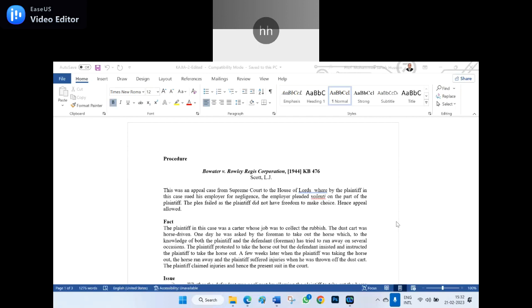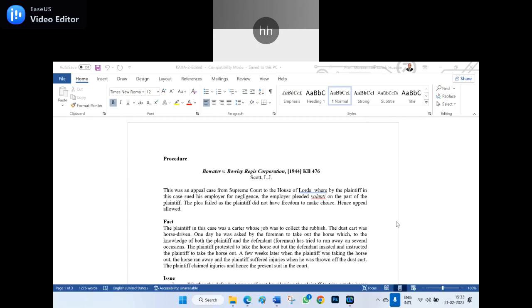When you write the title, always, the name of the case law is always in italics. And if it is the last, then it ends with a full stop. If it is a continuation, it ends with a comma. But the citation should be in capital letters.